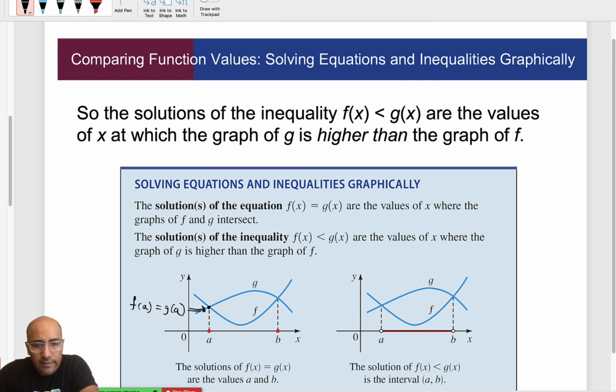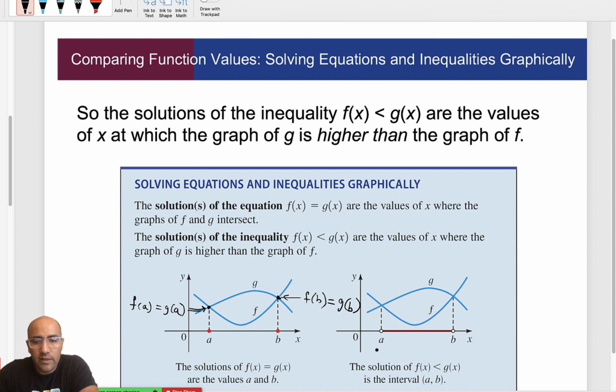At that point right there, right? And at this point right here, this is a point where the output of f, which is at b, f of b, equals g of b. So we can easily tell when both of these functions are going to be equal to each other right when they cross. And we can also tell the sections of the domain where the g function is larger than the f function, or where the f function is larger than the g function.